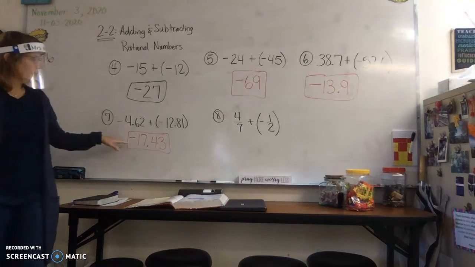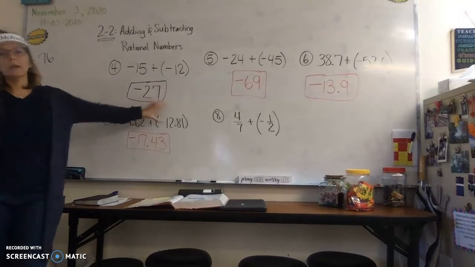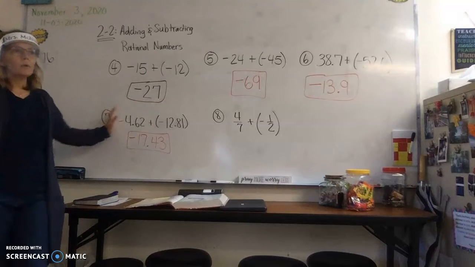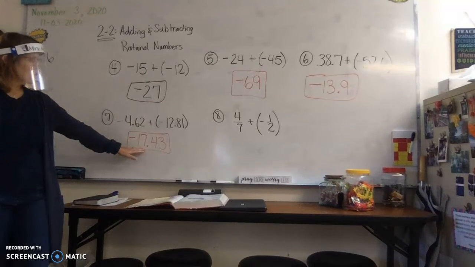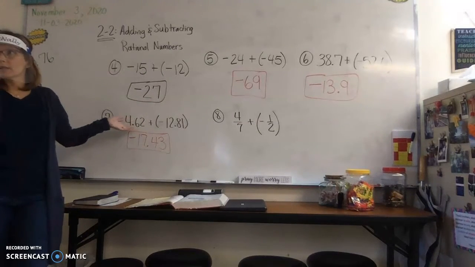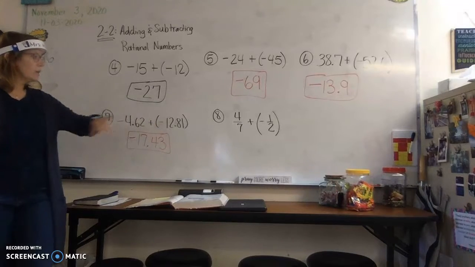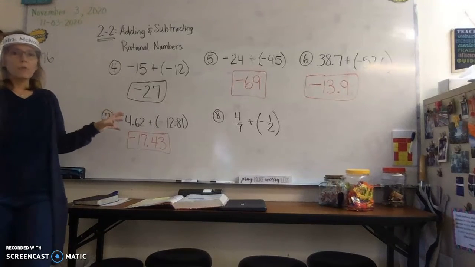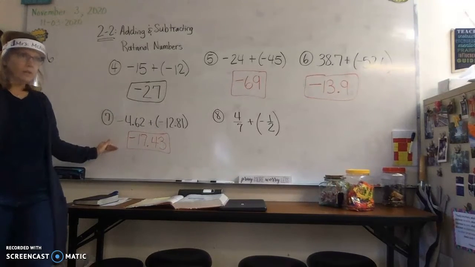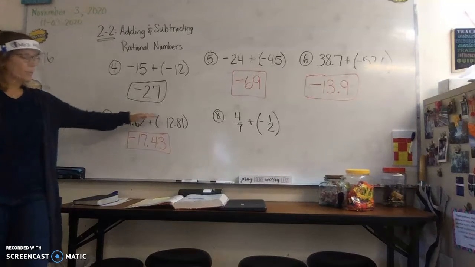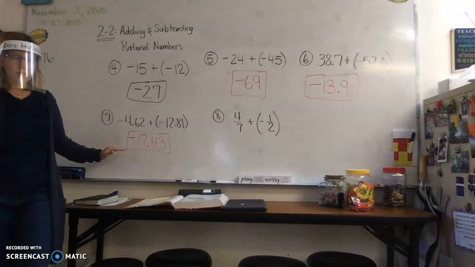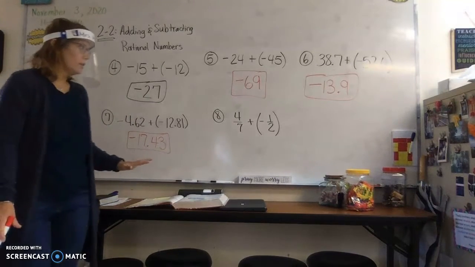All right, and then if you put this in your calculator just like this, it will give you this answer. Or if you use our rules that the signs are the same, so we add 4.62 plus 12.81, then you just have to remember to go back and put a negative on the answer because the problem was negative, the answer stays negative. Okay, you can do that either way.